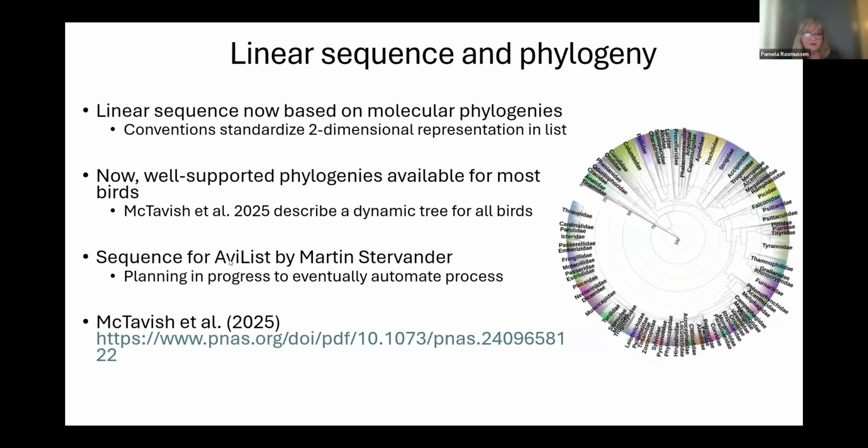Martin Sturbander has done some amazing work in doing a lot of sequencing, linear sequencing, that is, for AviList. And there's plans to automate this process eventually when we get this all worked out. All right, I'll turn it over to Marshall.